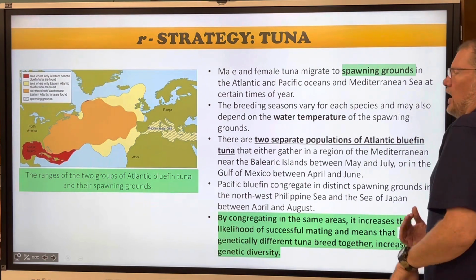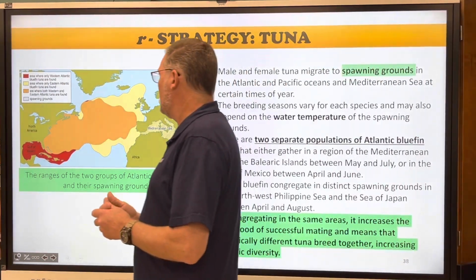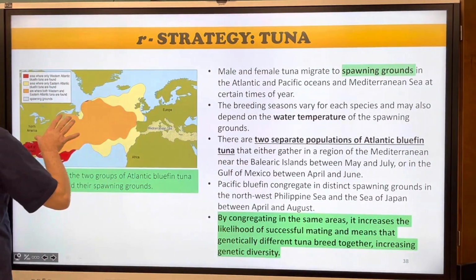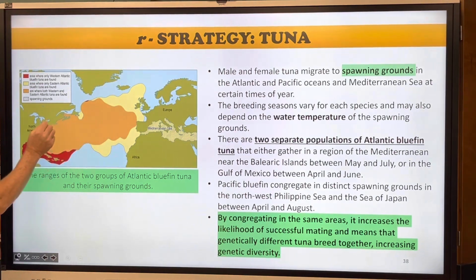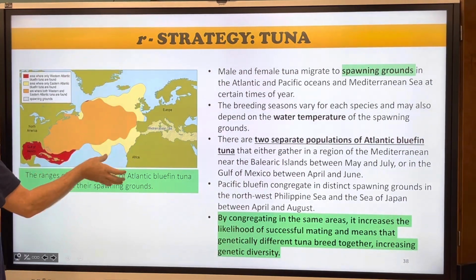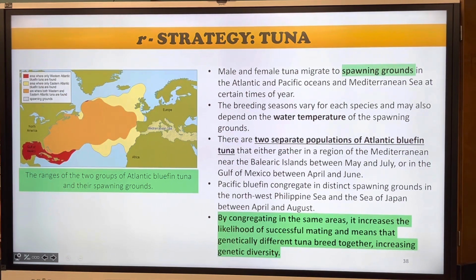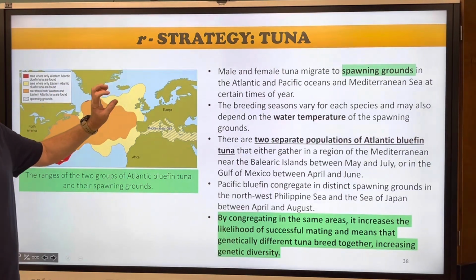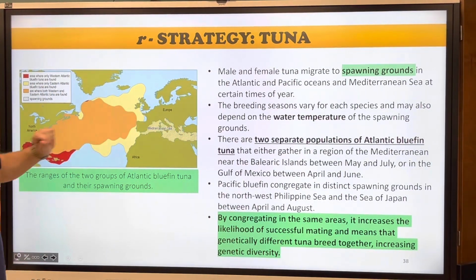So the male and female will migrate. The male tuna and the female tuna, they pretty much spend their adult lives out here, okay? And here we're talking about different populations, okay? You've got an Eastern Ocean population and a Western Ocean population in the Atlantic. So here's Florida, right? Gulf of Mexico is where there's spawning grounds, as well as in the Mediterranean Sea, there's spawning grounds.